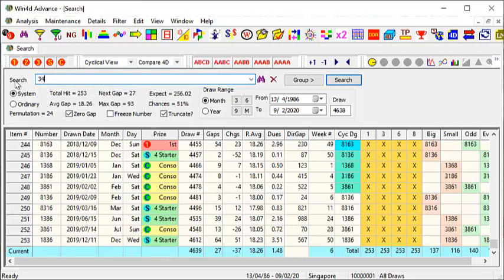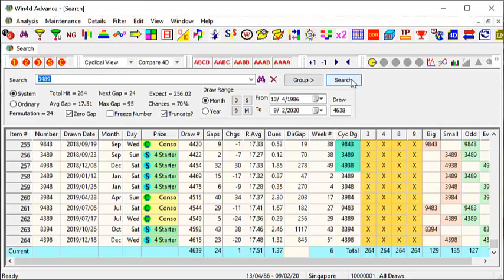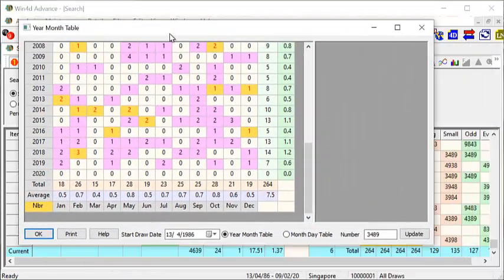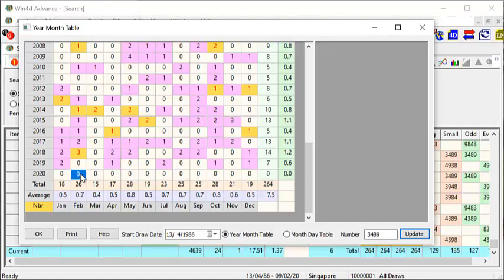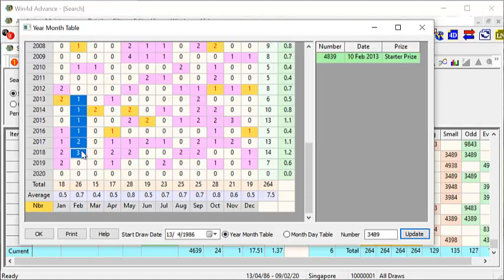Another set I want to bring to your attention is 3489. Also another interesting set, with the same similar thing. You look at the year-month table again, same thing. It also did not have any appearance of top prize for the year 2019. So a good chance. Importantly, it has 6 years continuously appearing in the month of February, except 2019.